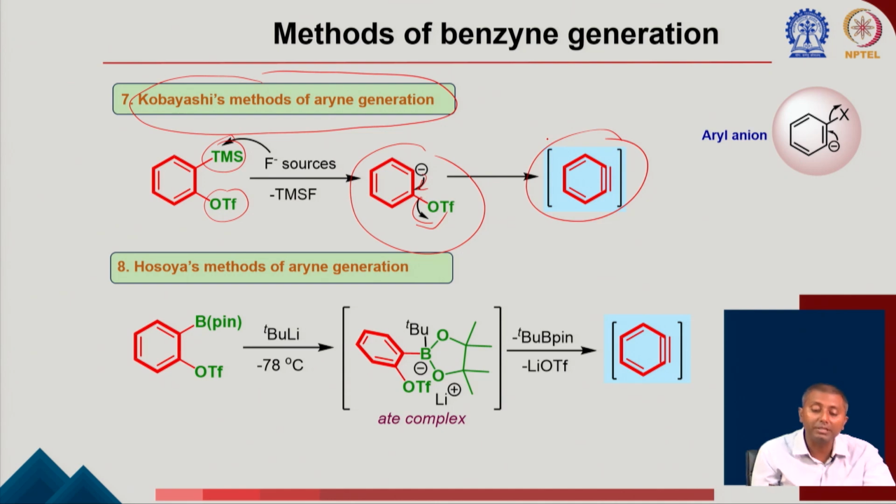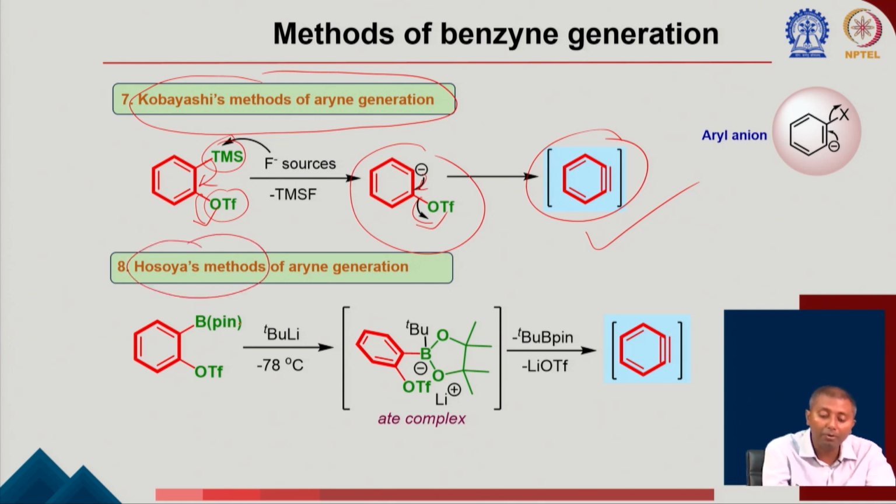So that means first the fluorine is going to attack the TMS, then it is going to break this carbon-silicon bond. Okay, you can write it in one shot, or you can write it this way in a stepwise manner that can generate the benzyne. So this is a very important method used a lot of times for generation of benzyne. The other method is Hosoya's method.